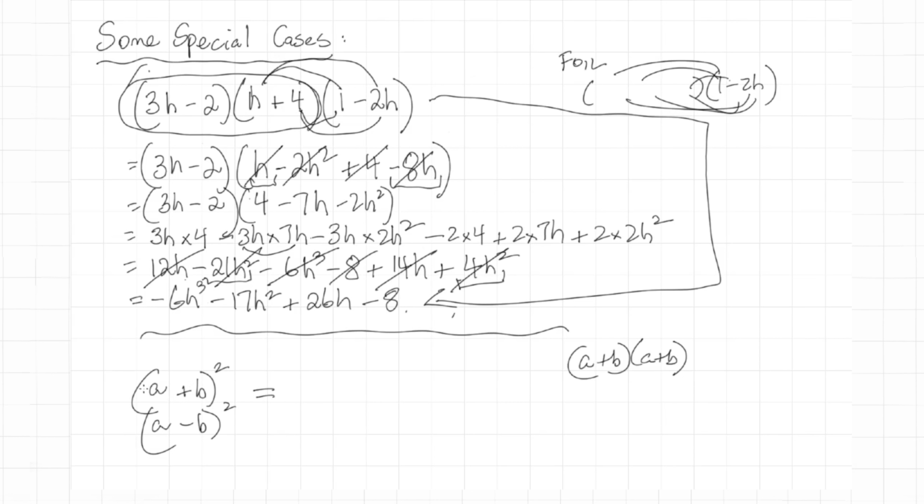To get straight to the end result, you square the first term, leave a gap, then we square the last term, and then it's twice the product of the two. Now the two terms multiplied together are just AB, and then twice that is 2AB. So that sort of takes away the intermediate step of using FOIL. Go straight to the answer.